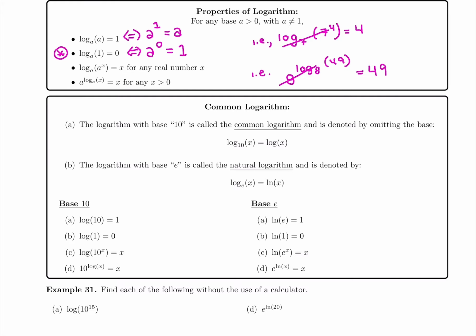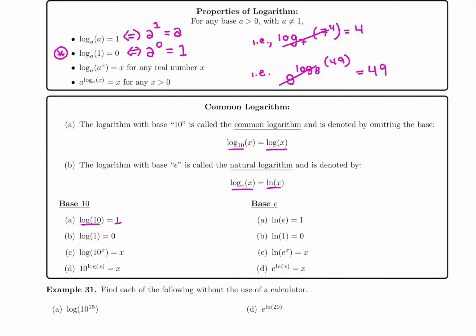Looking at some log buttons on our calculator, you have a log button that's just log, which really means base 10. So the common log is base 10. And then you also have an ln button on your calculator. That ln button is really log base e. So we can write those same 4 properties from above with these in mind.